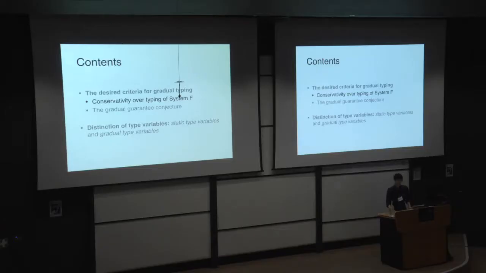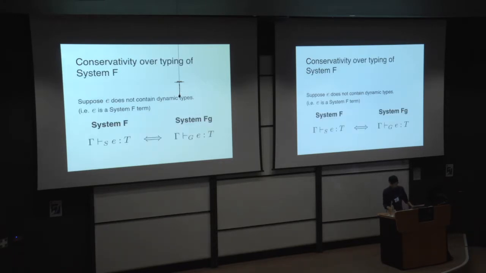Okay, the first criterion is conservativity over typing of System F. The property says a purely statically typed term is well typed in System F if and only if it is well typed in System FG. With this property, we can move purely statically typed code between the gradually typed version of the language and the statically typed one. With this in mind, we have to design our type system so as to obtain this property.